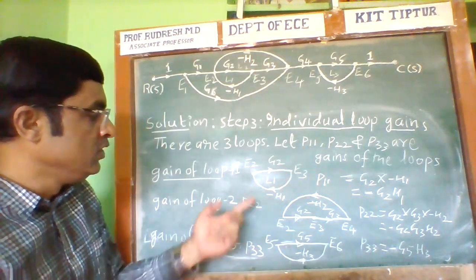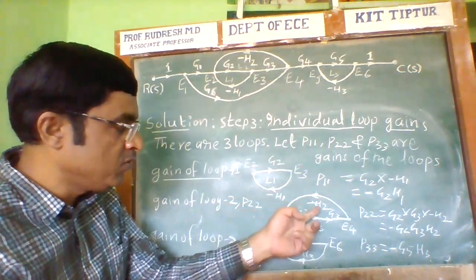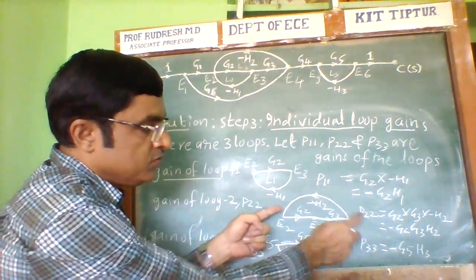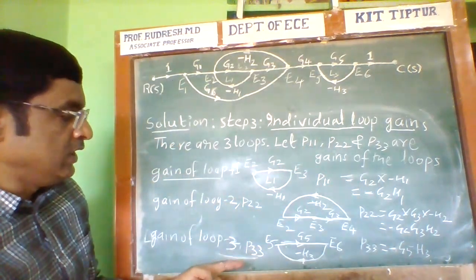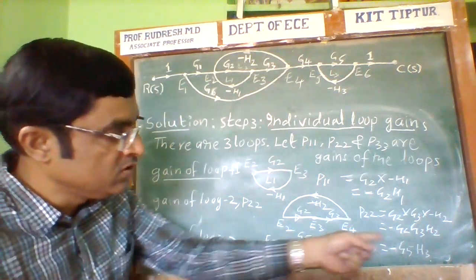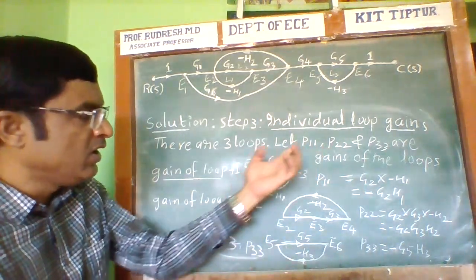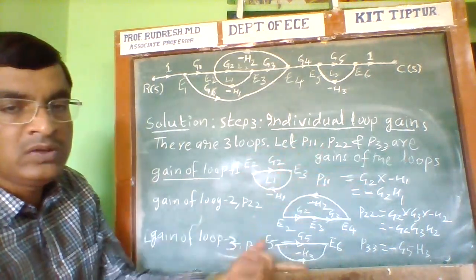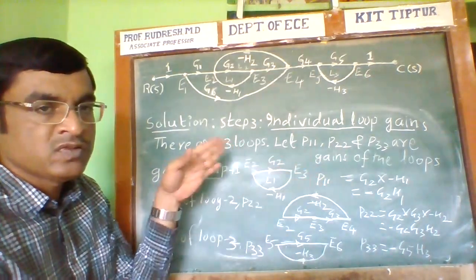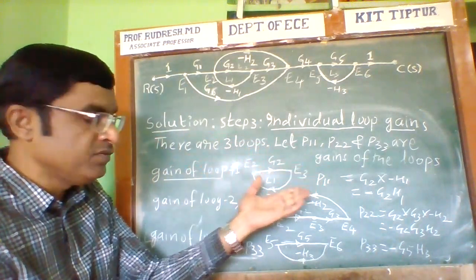This is the value. Similarly, loop gain 2 is denoted as P22. Therefore, here the product is G2 into G3 into this branch transmittance. Similarly, this into this branch transmittance value is P33. You can use any convention: P11, P22, or L1. L1 is called the loop gain. Some books use L1 as the loop gain. L1 is the gain of loop 1.